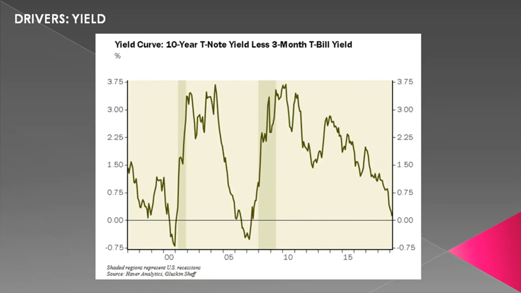Meanwhile, the yield curve, as represented between the 10-year and the 3-month T-bill, has inverted. We last saw this prior to the dot-com bubble implosion and the financial crisis. Both preceded recessions. Everything seems to be indicating the same outlook ahead, and that is a recession in 2020.